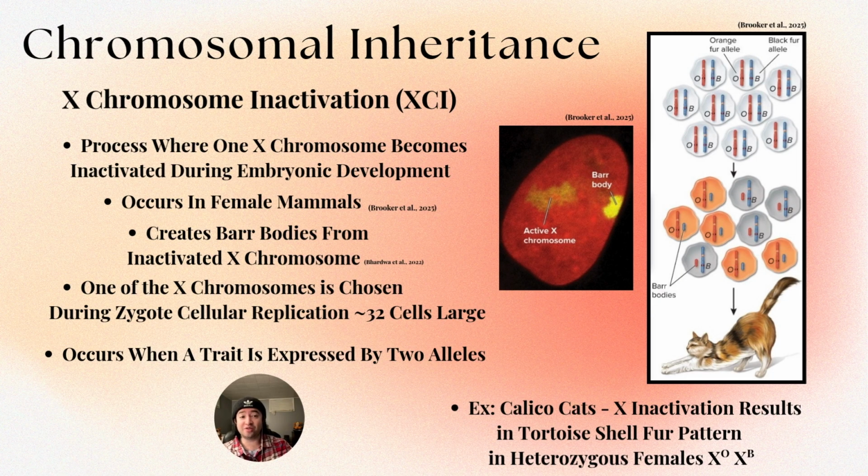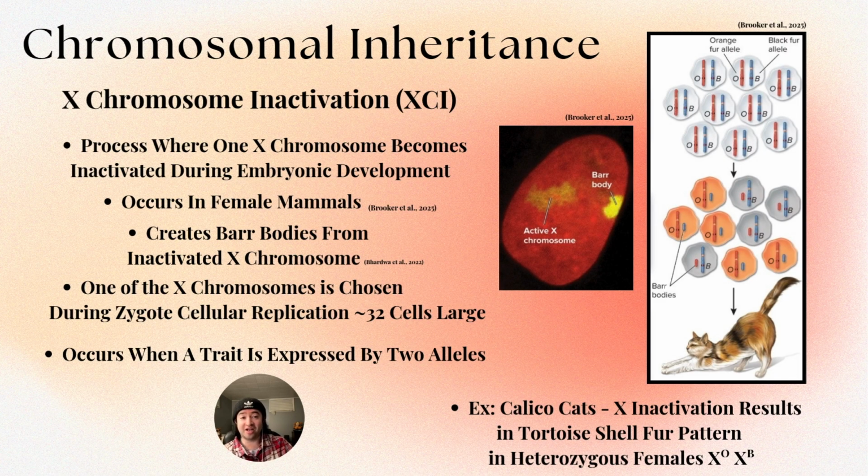This happens when the zygote is only about 32 cells large, and one of the two X chromosomes is then chosen at random to then be replicated and passed down to subsequent generations. Okay, so this process is seen in calico cats. In cats, fur color is located on the X chromosome.